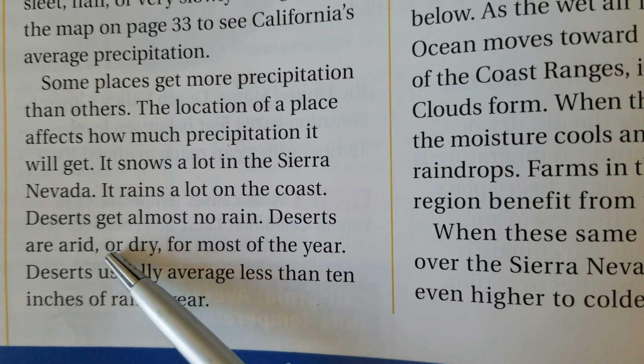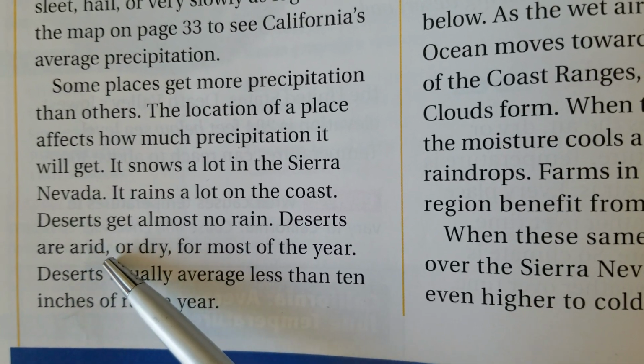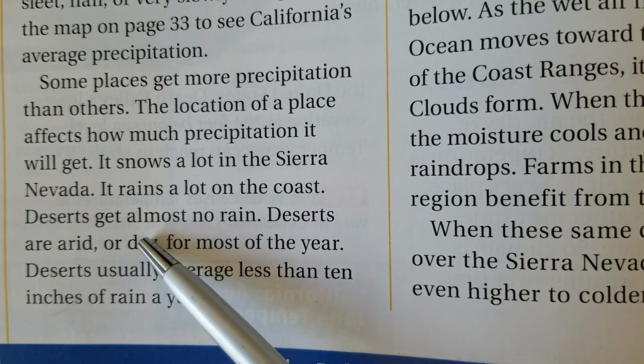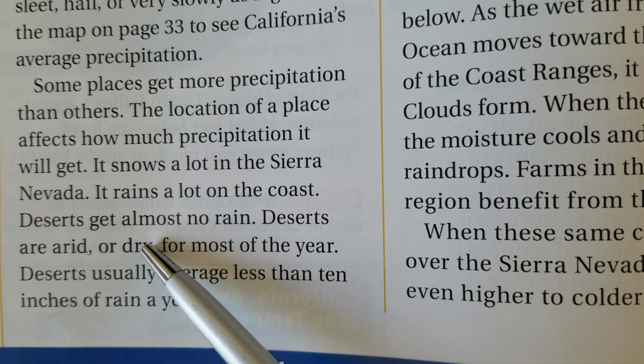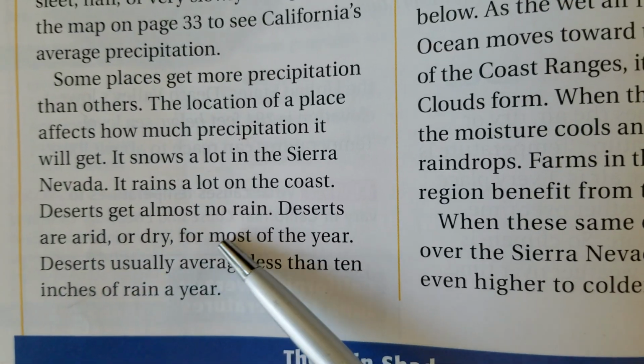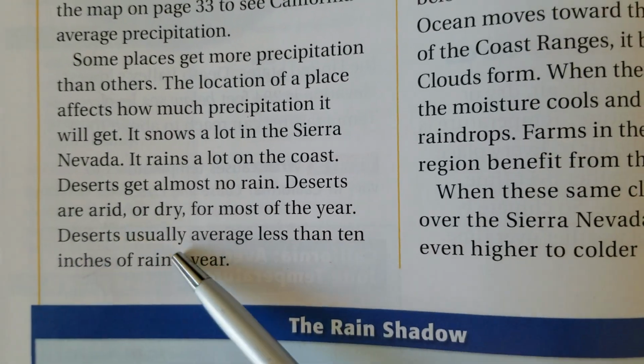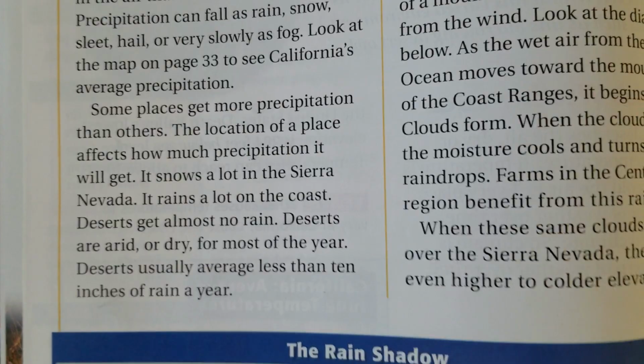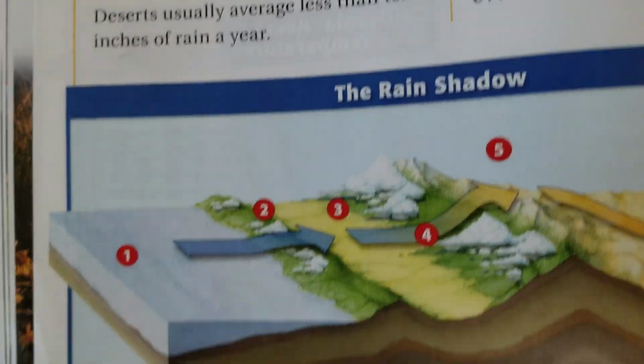Notice how the authors did this? Whenever you see a word, and then you see comma, comma, the author is saying arid means dry. Okay, we could put dry in here. Same thing, synonym words. For most of the year, deserts usually average less than 10 inches of rain a year.